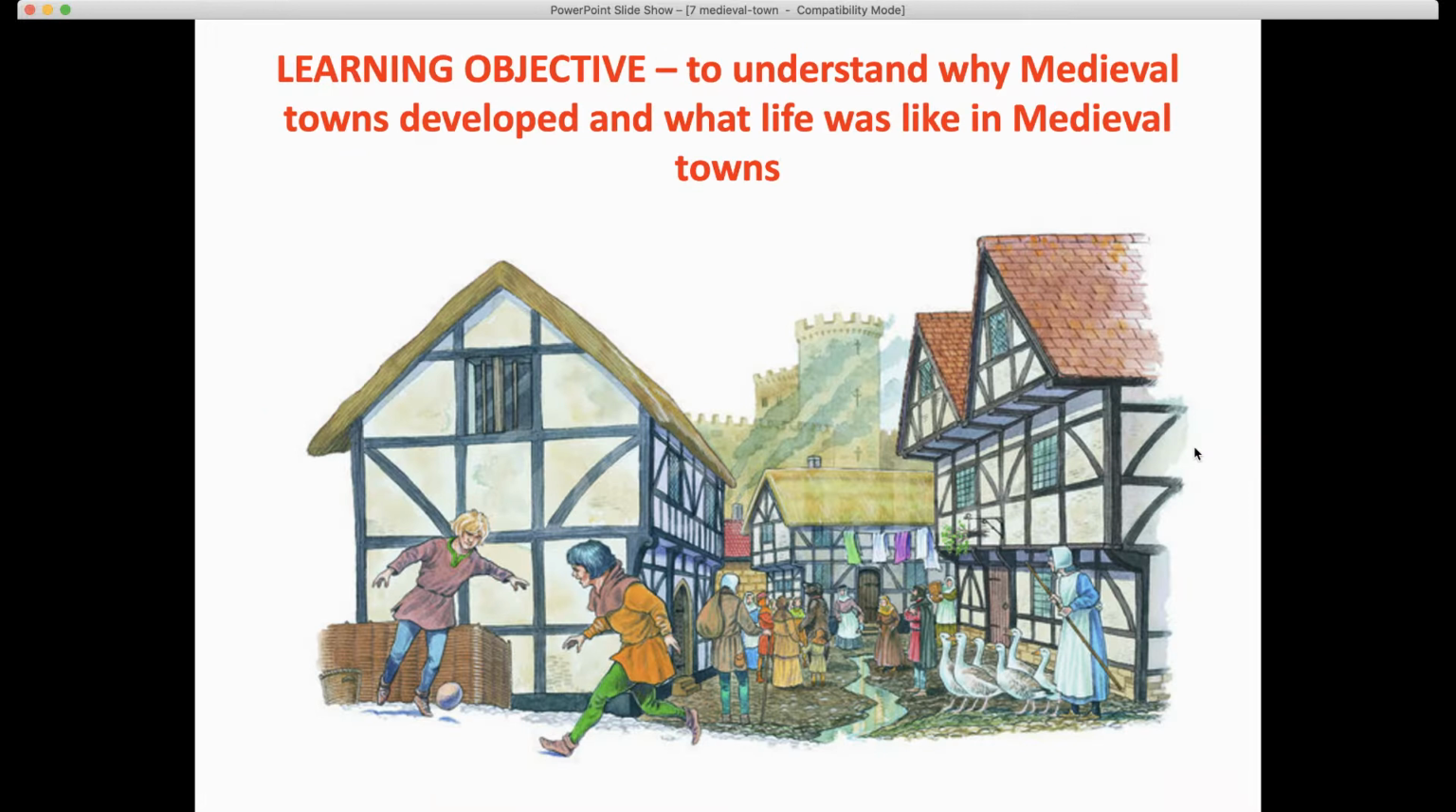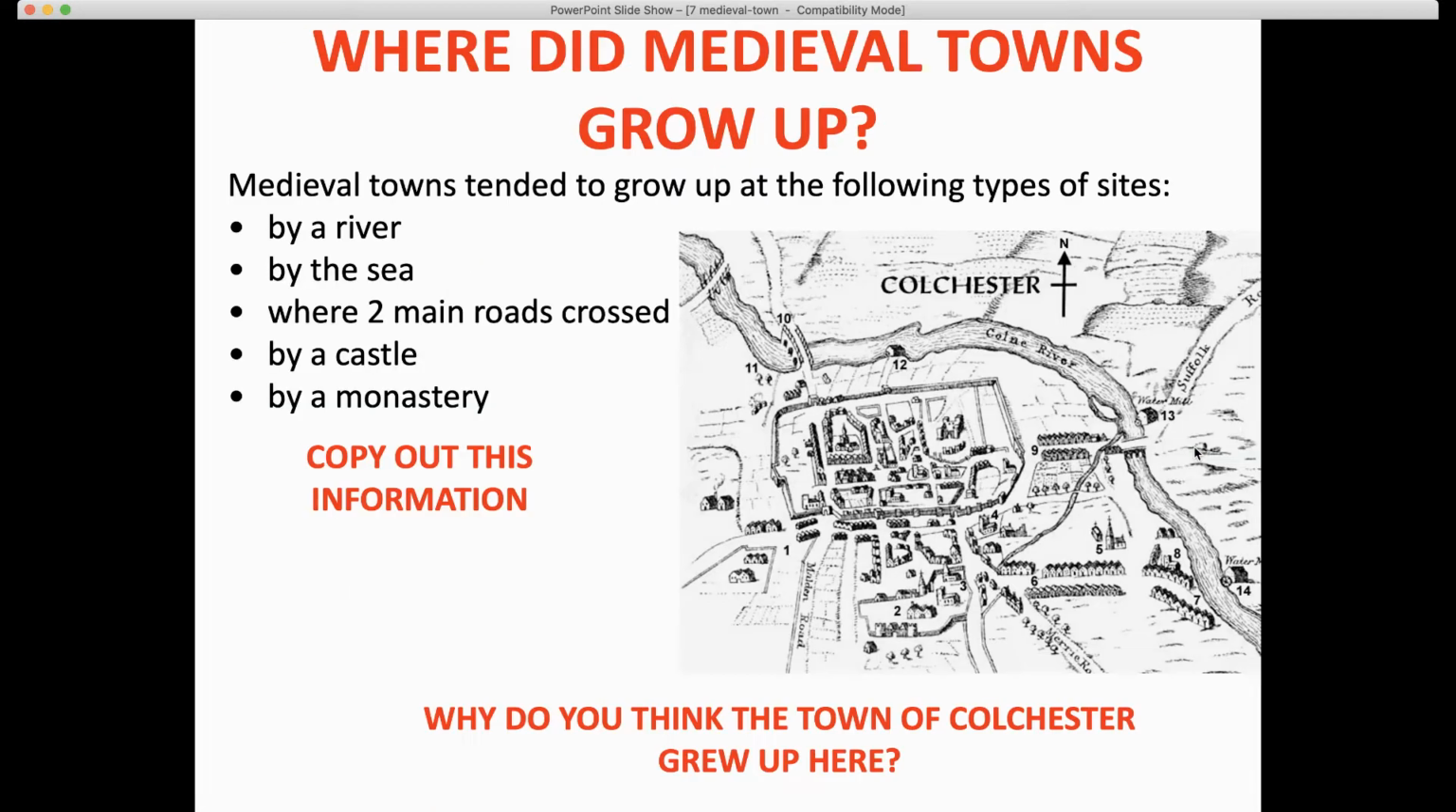Okay, so this lesson we're going to be understanding why medieval towns developed and what life was like in a medieval town. So you're going to copy down these bullet points here. Medieval towns tended to grow up at the following types of sites: by a river, by the sea, where two main roads crossed, by a castle, or by a monastery.